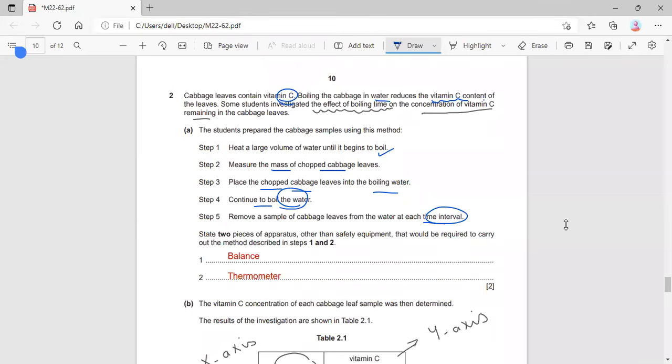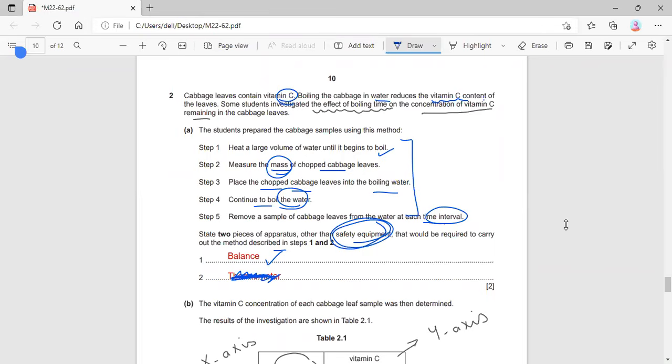The first question he asked you: state 2 pieces of apparatus, other than the safety equipment, that are required to carry out the steps. Other than the safety, meaning don't tell him safety goggles, gloves, or lab coat. I want equipment I need to do this experiment. Easy. You want to measure the mass, so you need a balance. Sorry, this is a water bath, not a thermometer.